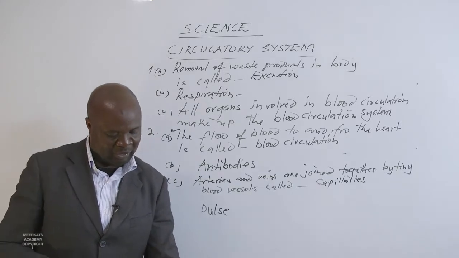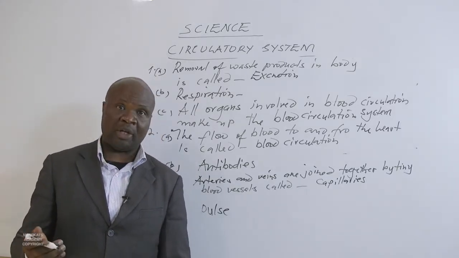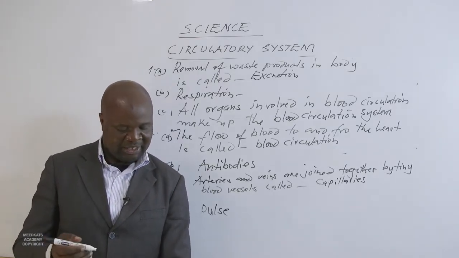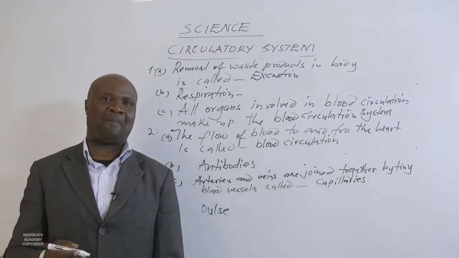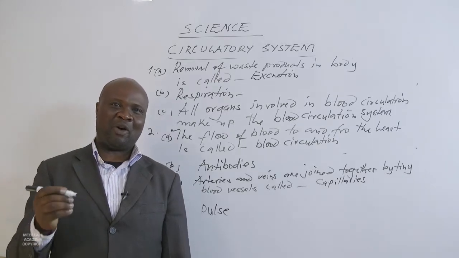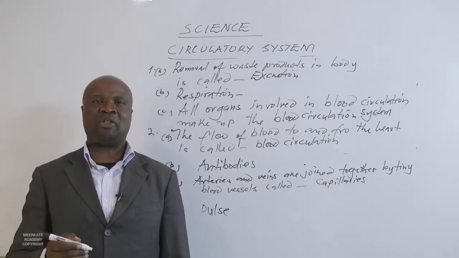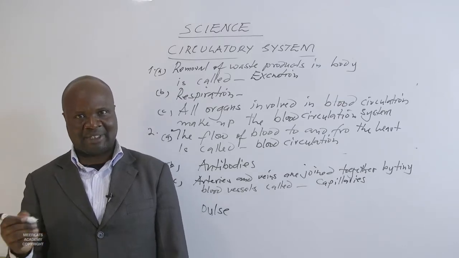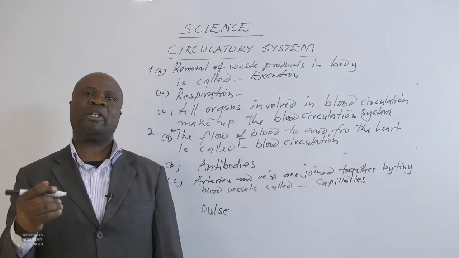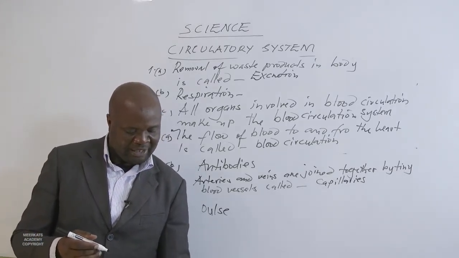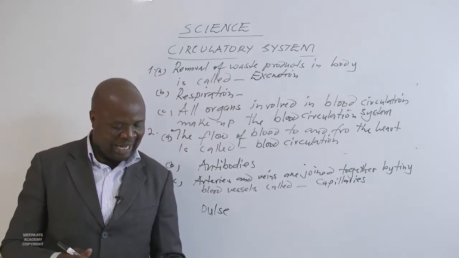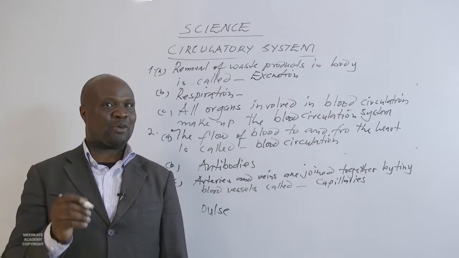Then another question that you are free to respond to. Name three main substances transported by plasma. We had mentioned plasma as part of the blood components. When we are dealing with the components of blood, we had mentioned plasma, red blood cells, white blood cells and platelets. But now we are limiting ourselves to plasma. Now the question here is, name the main substances that are transported by plasma. We know plasma is water and so forth. What are the main substances that are transported through plasma?